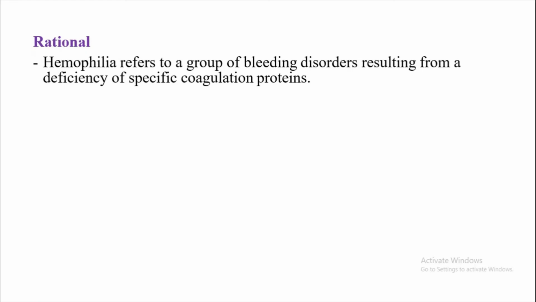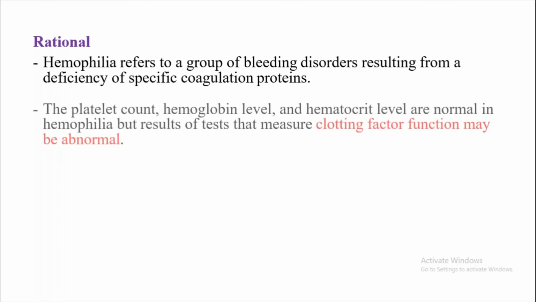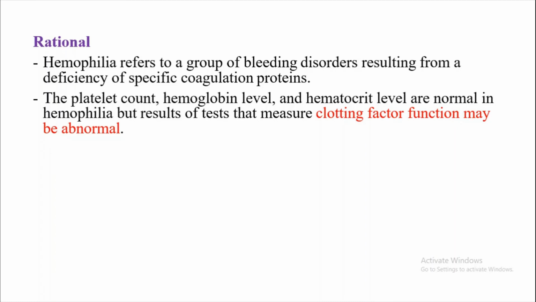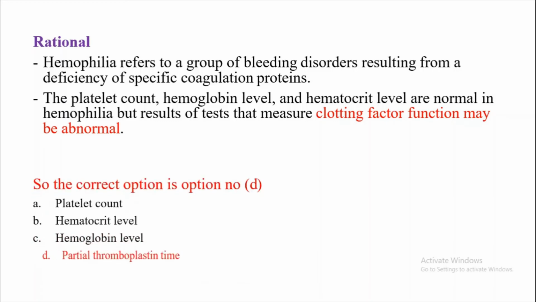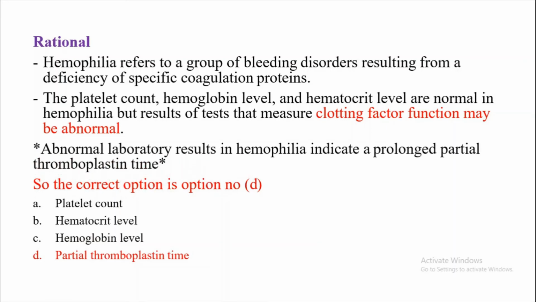Hemophilia refers to a group of bleeding disorders resulting from a deficiency of specific coagulation proteins. The platelet count, hemoglobin level and hematocrit level are normal in hemophilia, but results of tests that measure clotting factor function may be abnormal. So the correct option is option number D, partial thromboplastin time. Abnormal laboratory results in hemophilia indicate a prolonged partial thromboplastin time.